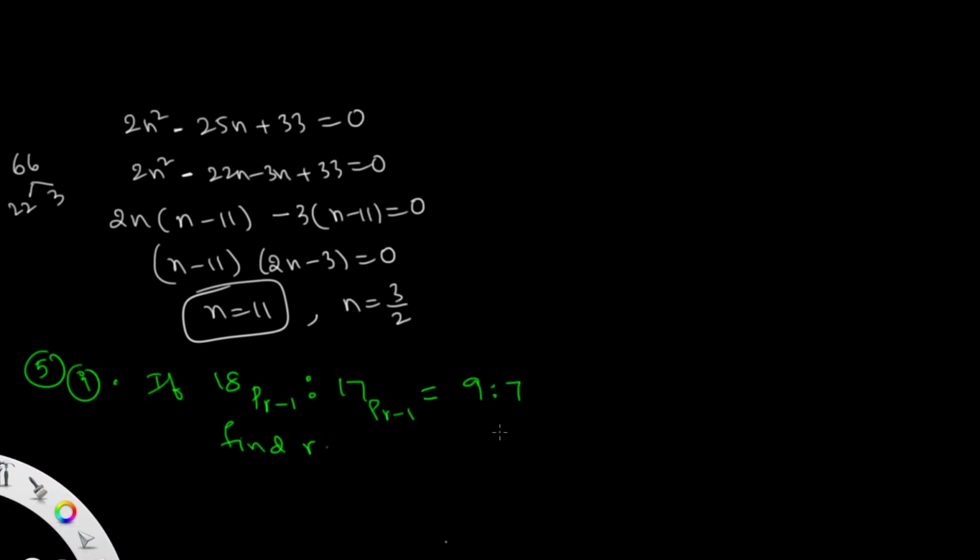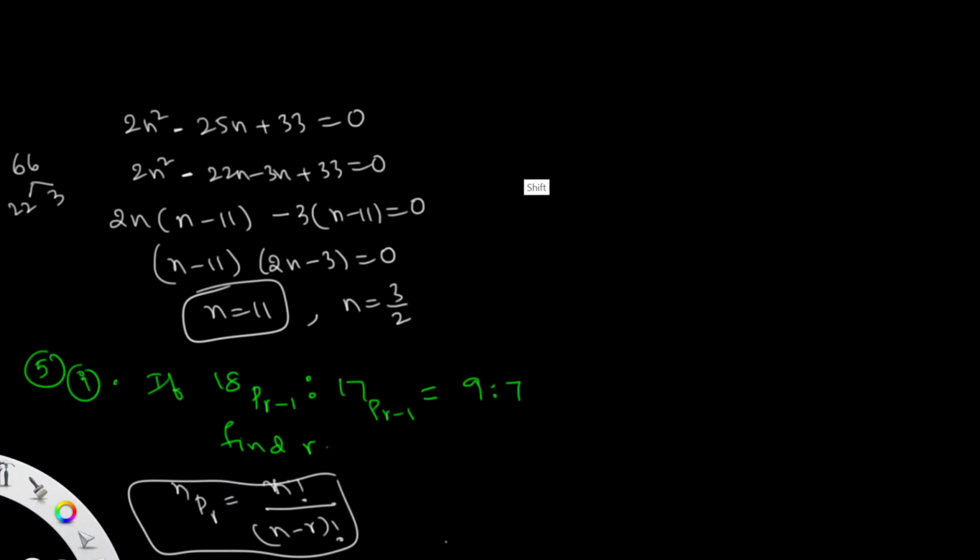So now write the solution for this. 18 P r, nothing but in the form of, what is the general formula? n factorial by n minus r factorial. This is the formula for nPr. So in the given question, the solution: 18 P r minus 1 is to 17 P r minus 1 equal to 9 is to 7.